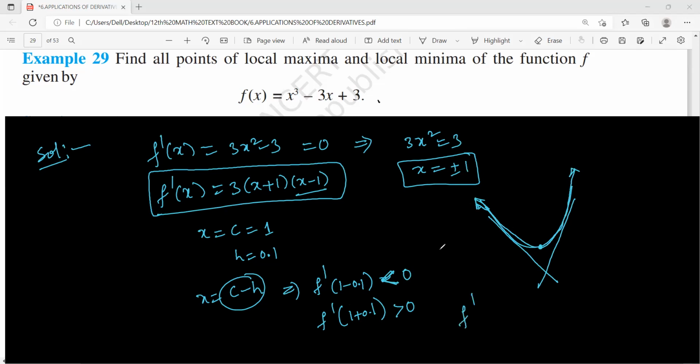So f dash of minus 1 we take. f dash of minus 1 minus h. Okay, c minus h, c is minus 1. Okay, then what will happen here? Negative, no? This is negative. Understand? This is also negative. Both are negative. Then f dash of minus 1 plus 0.1, so plus h. Now what will happen is, if you substitute here, this is negative, and if you substitute here, this is positive.